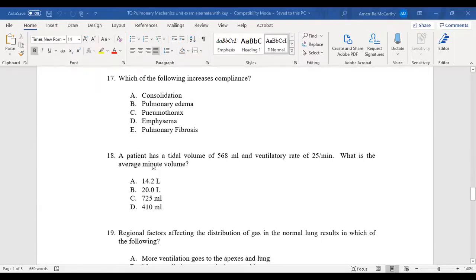All right. Now, number 17. Which of these following can increase the compliance? Which one of these would increase compliance? So you got to think about compliance being increased. What does that mean for elasticity? What does that mean for different diseases? So think about that before you look at your choices. And then you look at your choice and see which one of these conditions will cause an increase in compliance.